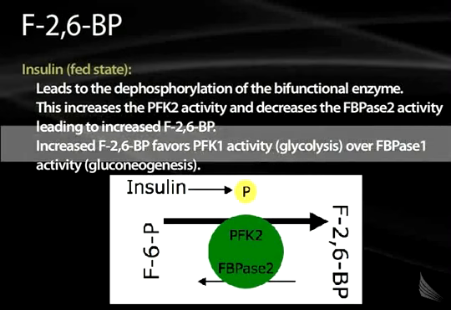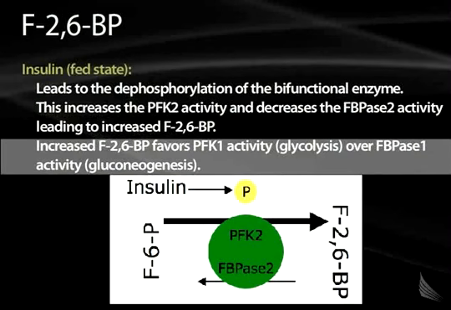Remember that high levels of fructose 2,6-bisphosphate activate phosphofructokinase 1, stimulating glycolysis, and inhibit the fructose 1,6-bisphosphatase activity, which inhibits gluconeogenesis. So in the fed state, when insulin is high, the bifunctional enzyme leads to higher concentrations of fructose 2,6-bisphosphate, which activates glycolysis and inhibits gluconeogenesis.